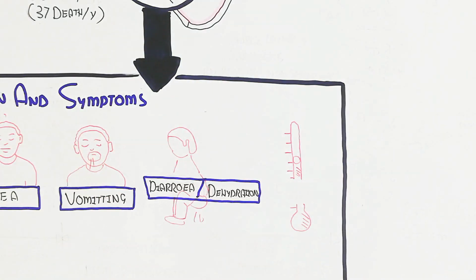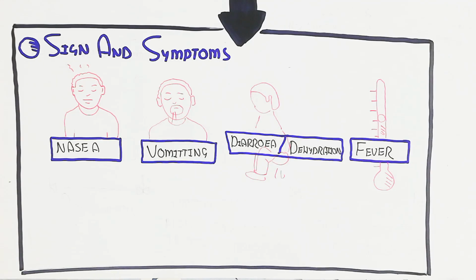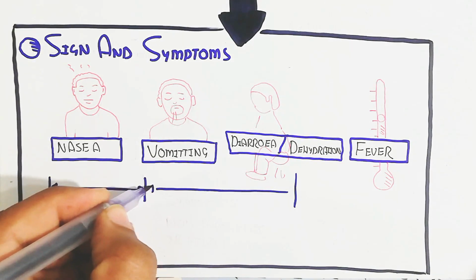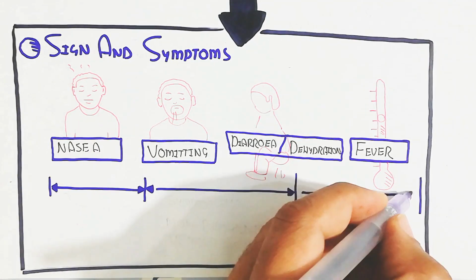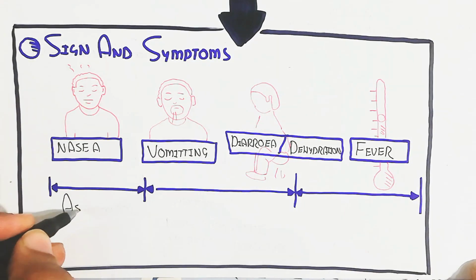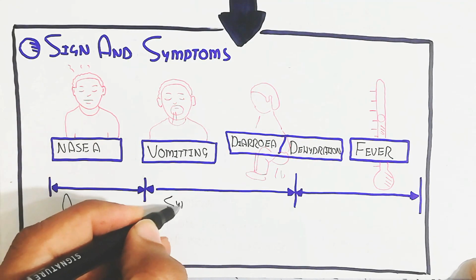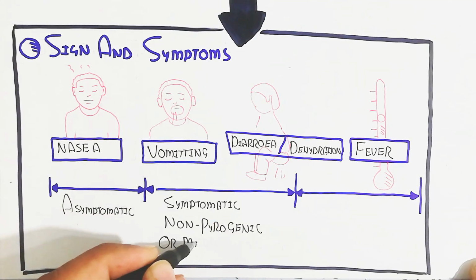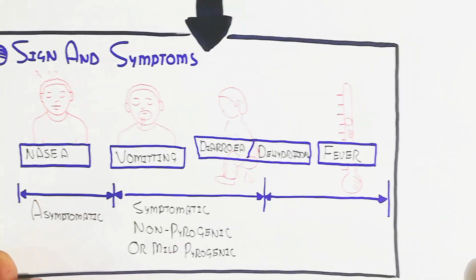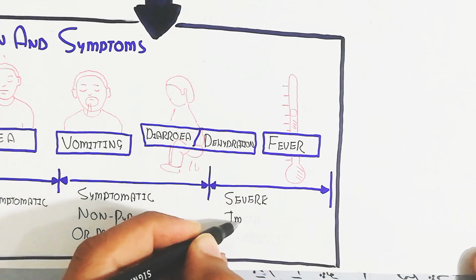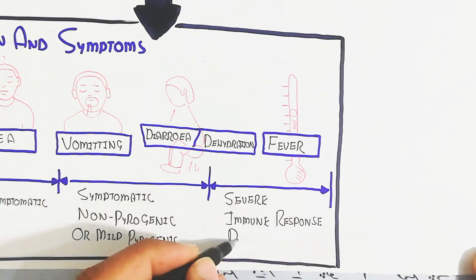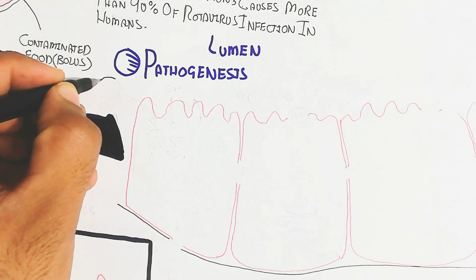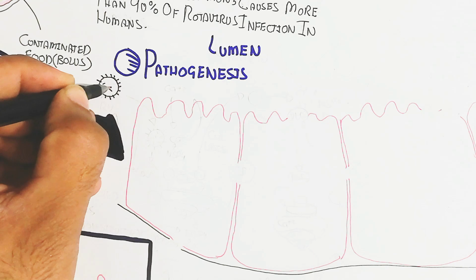The asymptomatic stage can include nausea, while progression after vomiting leads to diarrhea and dehydration, which is the symptomatic stage. Non-pyrogenic or mild pyrogenic responses can lead to a severe immune response, leading to pyrogenesis, which causes the high fever. High fever is due to pyrexia. The pyrogens produced are known as pyrogenesis. Pyrogens are produced due to the infection, and the infected cell will produce them to increase the temperature.